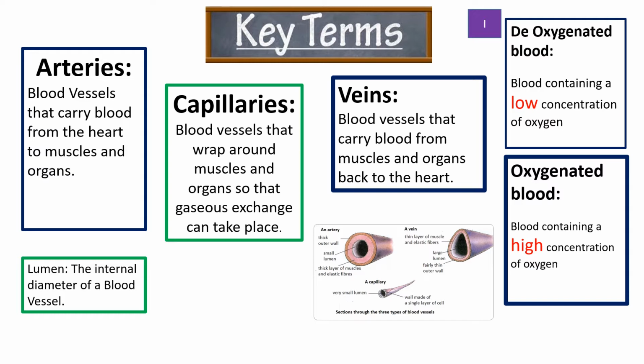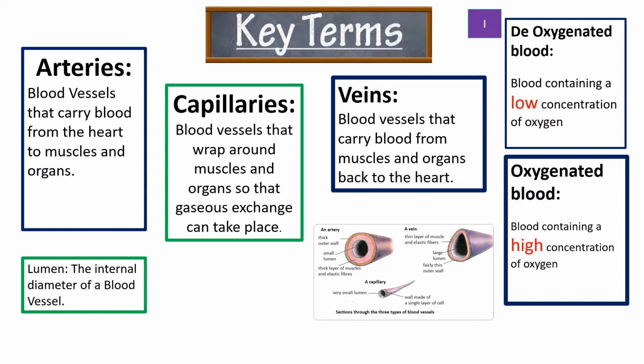Then we have next to it the capillaries. These are blood vessels that wrap around the muscles and the organs so that gaseous exchange can take place. We'll look at this in a little bit more detail when we go on to the following slides. And veins are the blood vessels that carry blood from the muscles and organs back to the heart, thus closing that loop. What else do we need to know?